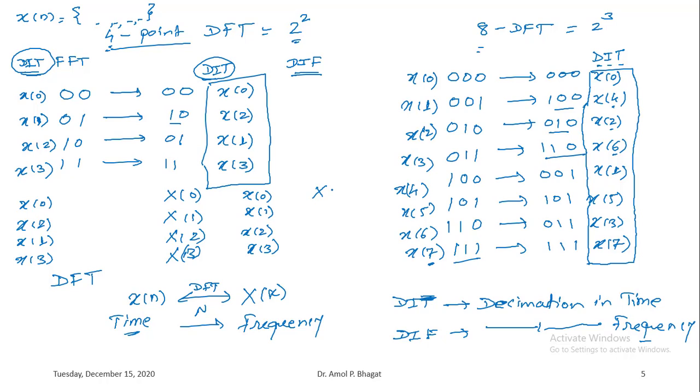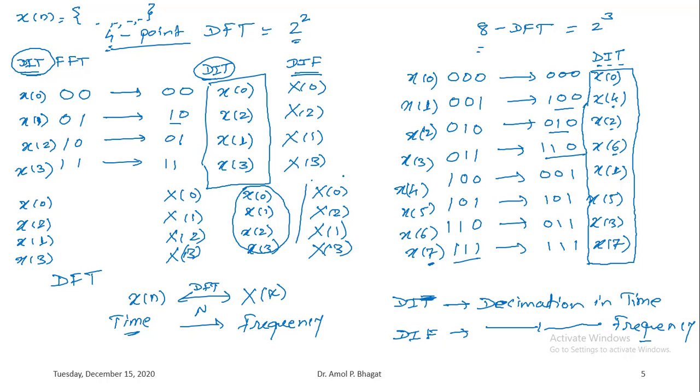So the output will be capital X of 0, then capital X of 2, then capital X of 1, and then capital X of 3. So in this case the input is sequential, samples are applied in sequential form, but the output you will get in the decimated form. This is decimation in frequency.